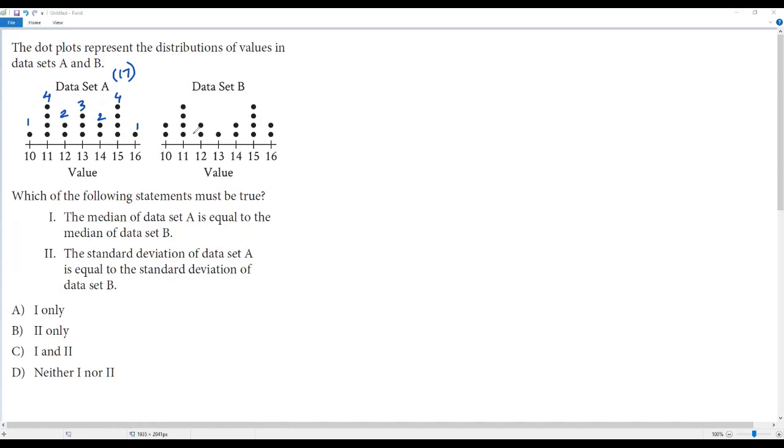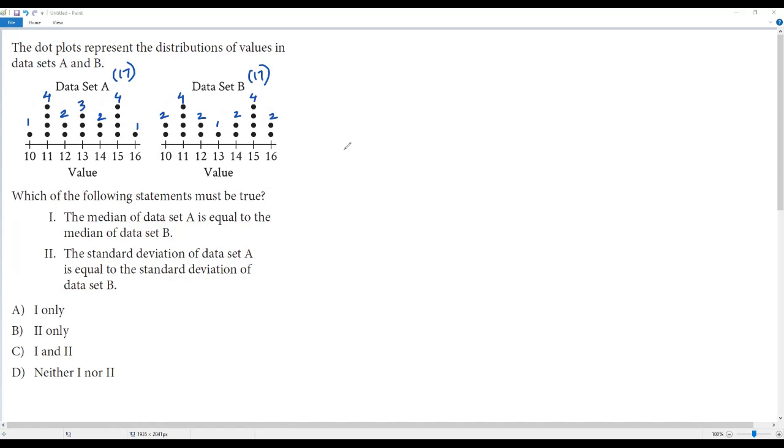Now let me count the number of values in dataset B. 2, 4, 2, 1, 2, 4, 2. Here 2 plus 4 is 6, 6 plus 2 is 8, 9, 11, 15, 15 plus 2 is 17. 17 values we have in dataset B.